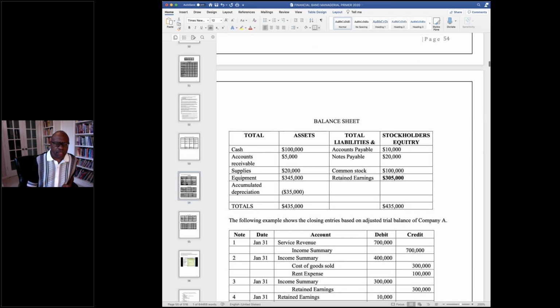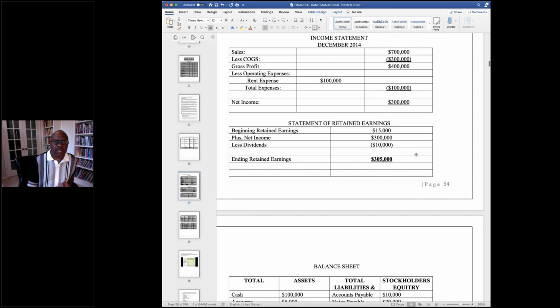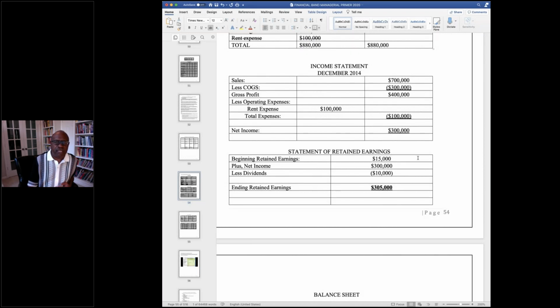Now, for this to occur, we're going to make our closing entries. Closing entry 1. We're going to debit the revenue account because if it has a credit balance, we debit it to close it out.